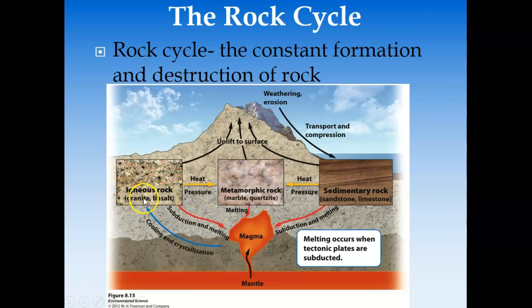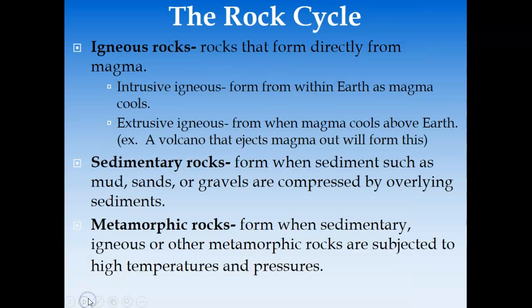Some examples of igneous rock would be granite and basalt. So if you've got granite in your house, that's an igneous formation. Or if you have marble in your house, that's a metamorphic formation. And then when these get pushed to the surface, weathering and erosion can break down parts of the rock and transport it, where it can get laid down in an ocean and into layers and form sandstone and limestone.